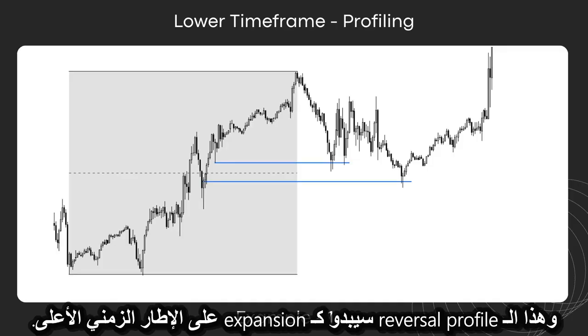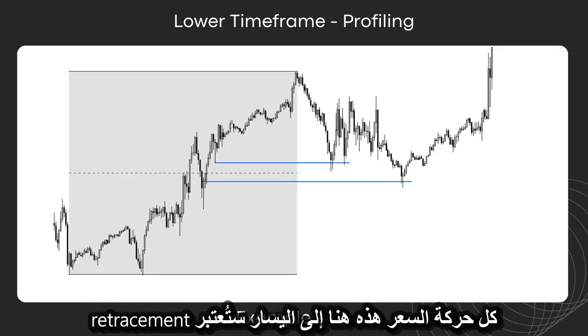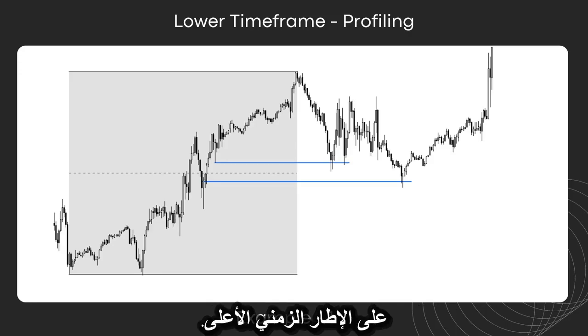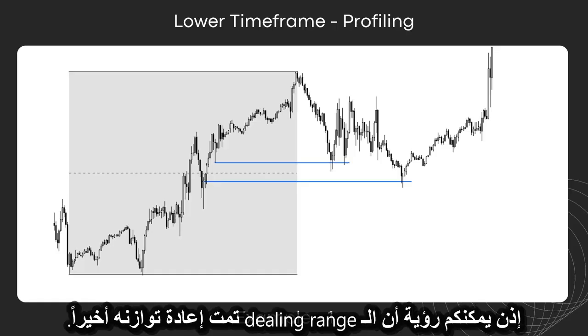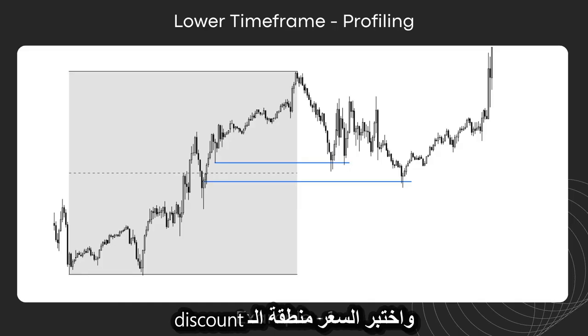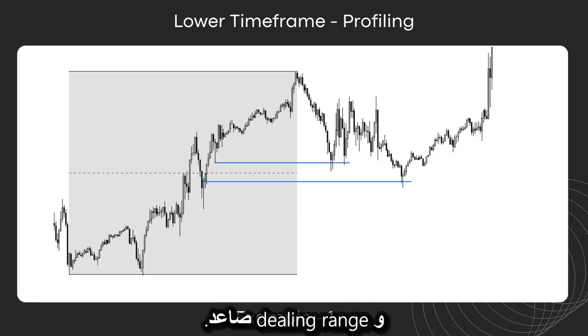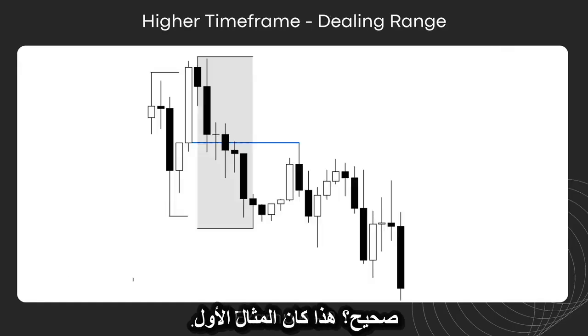And this reversal profile will look like a higher time frame expansion. All of this price action right here to the left will be looked at as a retracement on the higher time frame, and this reversal profile would be looked at as an expansion, right? So you can see that the dealing range was finally rebalanced and price tested a discount key level in a bullish market structure in a bullish dealing range, and now it can reverse from here and continue its journey higher, right? This was the first example.